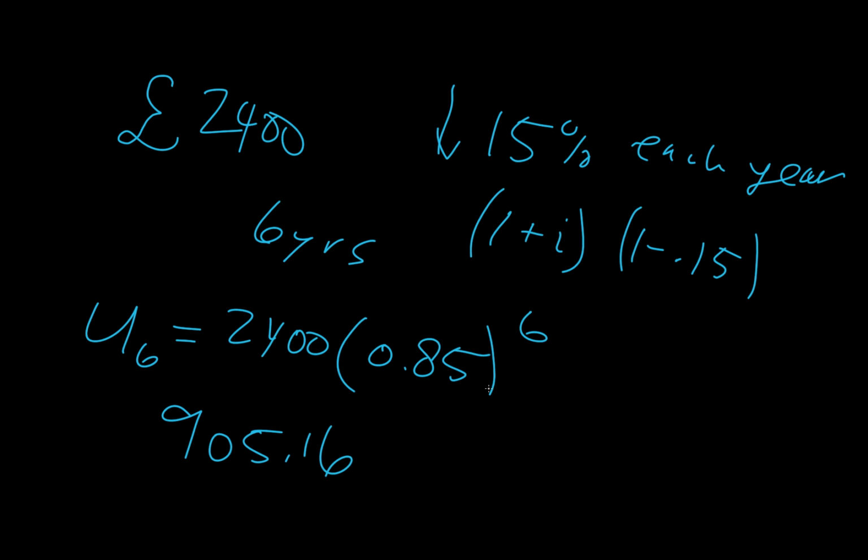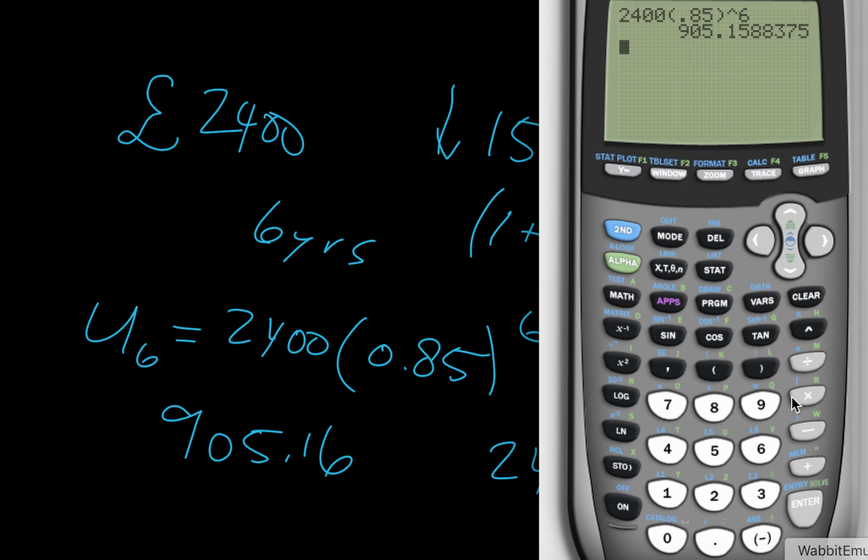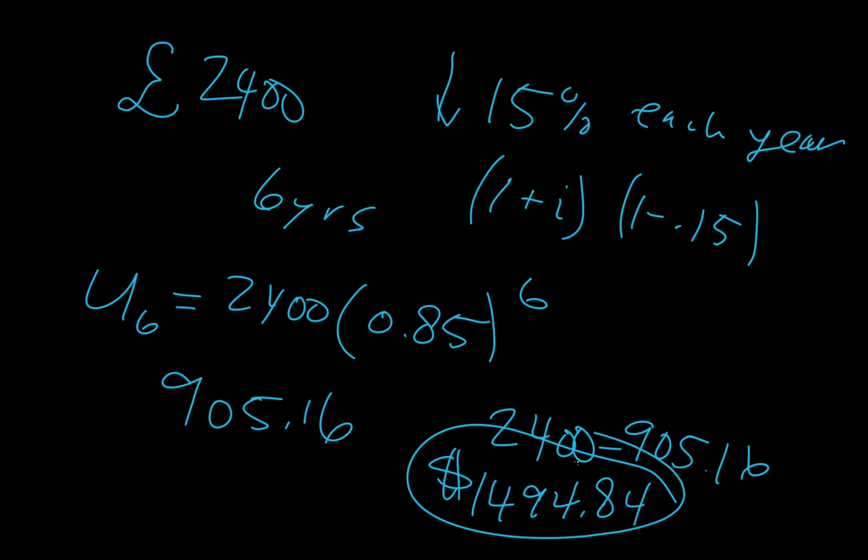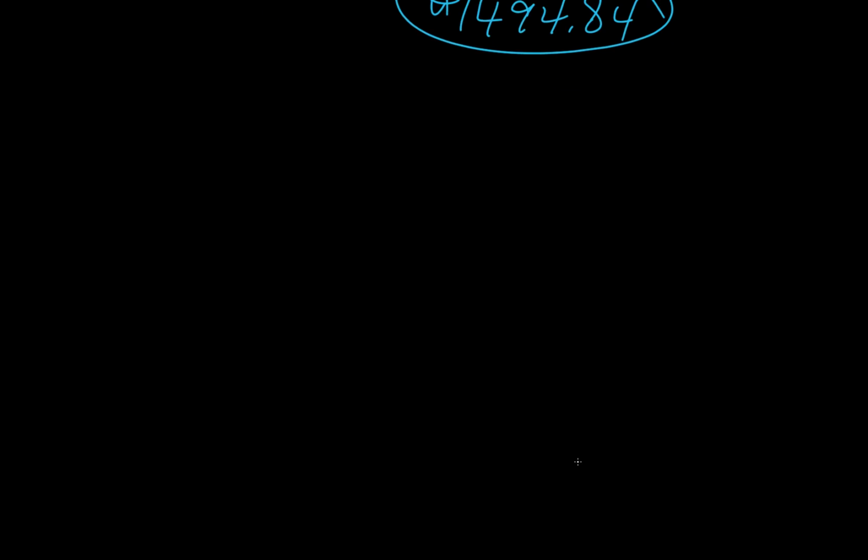Now part B, how much did it depreciate? So if we take the original value and subtract out the new value, we can just say 2400, subtract the previous answer, and we get how much money was lost. And that's all we needed to do on that one. So we'll keep continuing.